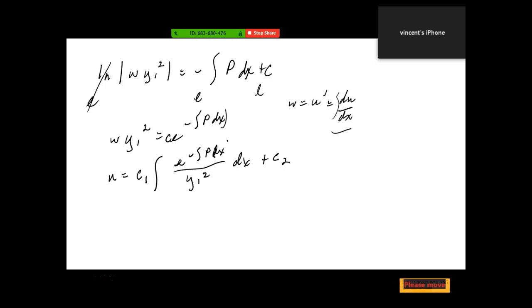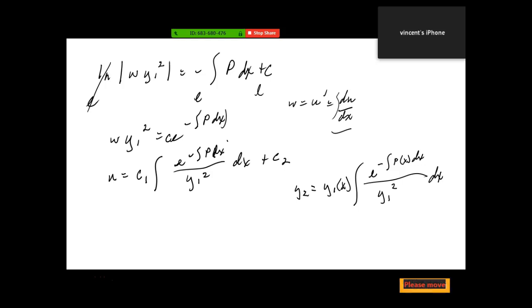Here is your second substitution. The new function y2 is equal to y1, which is a function of x, times the integral of e to the minus the integral of p of x dx, divided by y1 squared, dx. Now, that's what your new function is.